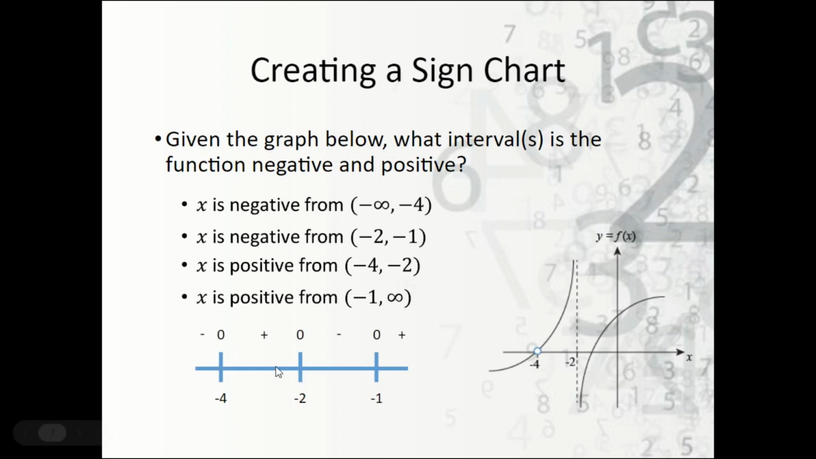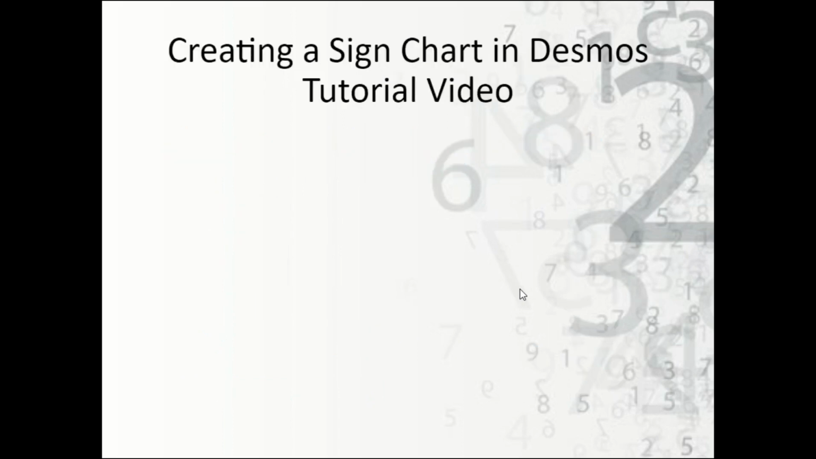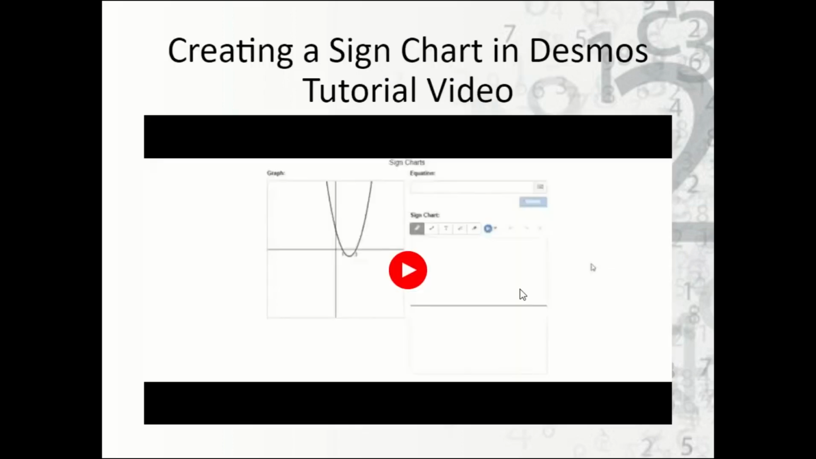Then it turned positive, so I put a positive here. Then on the other side of -2, I started negative and then turned positive, so it goes just like this. So this would be the sign chart that represents this. Now there's a video here that shows you how you can use Desmos to create your sign charts. So go ahead and watch that video now.